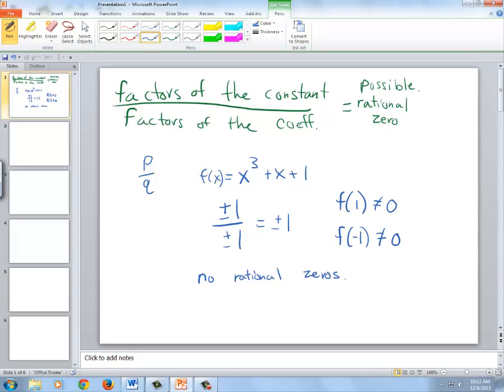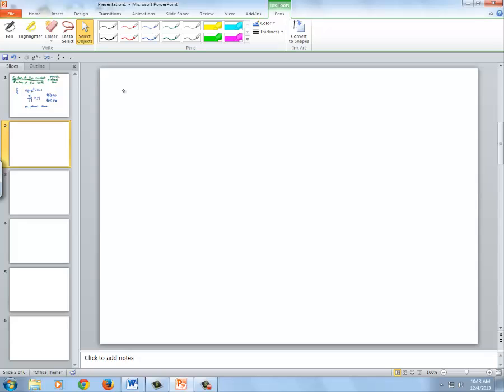All right, so let's look at another example, because the more examples we have, probably the better. All right, let's choose black. All right, so let's take f of x equals 2x cubed plus 3x squared minus 8x plus 3. Our leading coefficient is 2, and our constant value is 3.